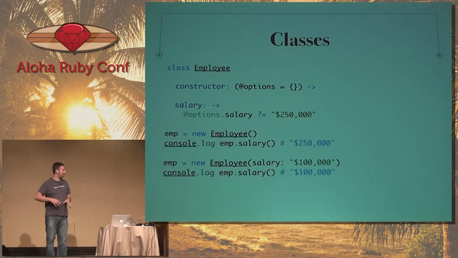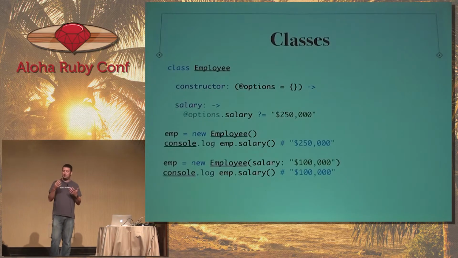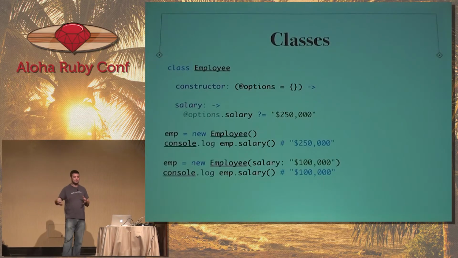Right? So whenever I see this, you can go, OK, if we look at the salary function, it's the equivalent of this.options.salary. But in this constructor, I actually have the @ sign in the function call, in the actual argument list.